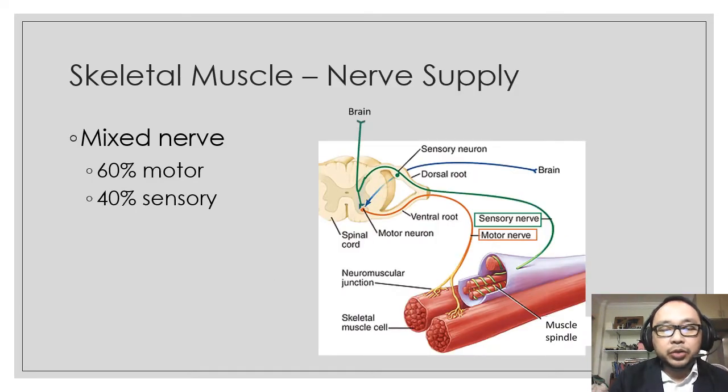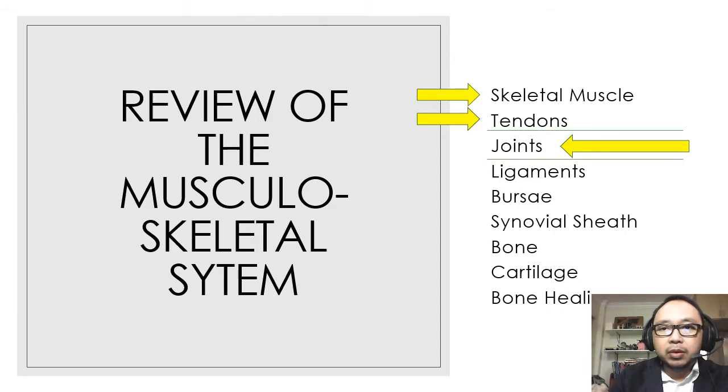It's also important to note that skeletal muscle, the nerve supply, usually is a mixed nerve, 60% motor and 40% sensory. So that's the first part of our review. We've discussed skeletal muscle and tendons. We'll be discussing joints.